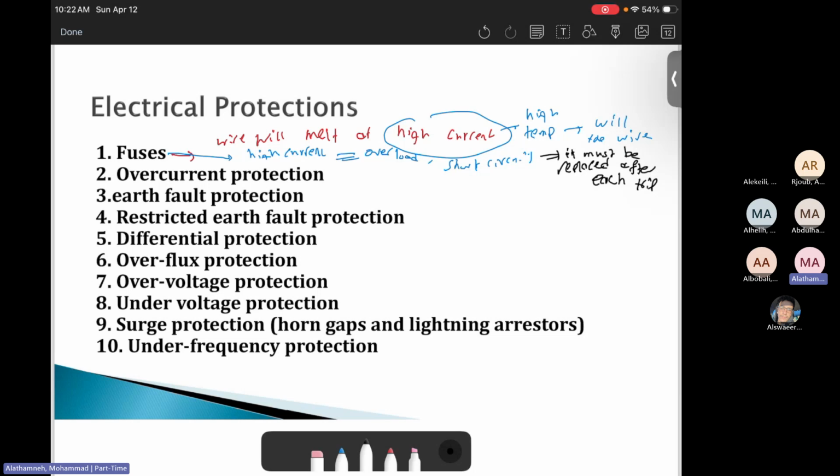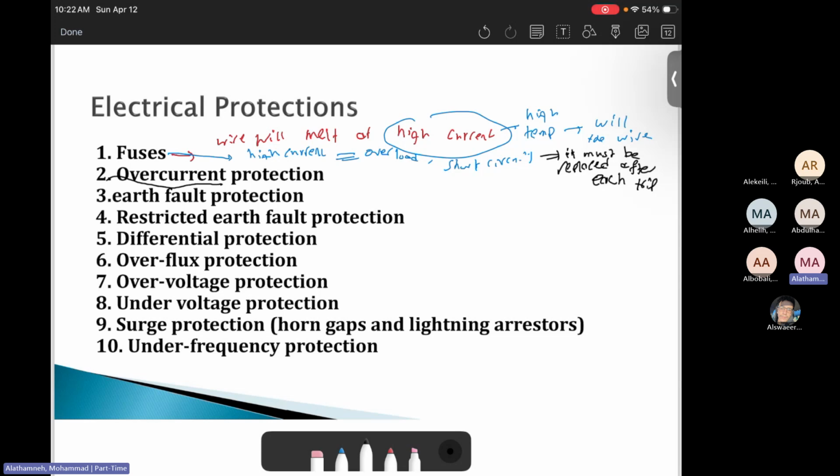The other type of protection is called overcurrent protection, using circuit breakers. Then there is earth fault protection, which means if there is a fault going on inside the system, like a line to ground fault, then there will be some current going through the ground. Then the system will detect there is a current on the ground. The ground shouldn't have a current. The ground current must be zero in normal operation.